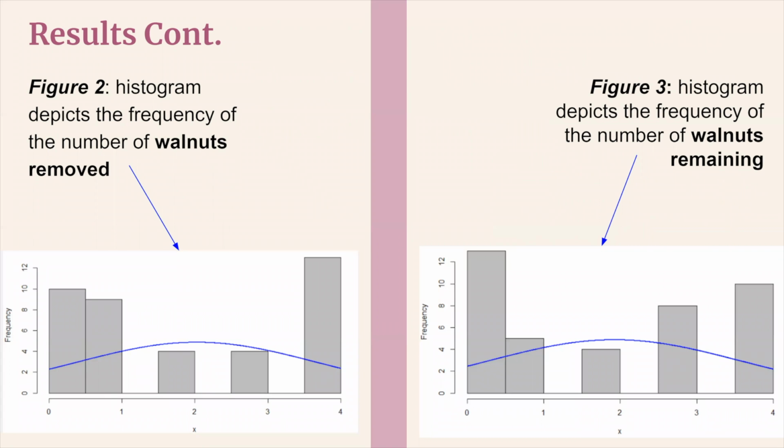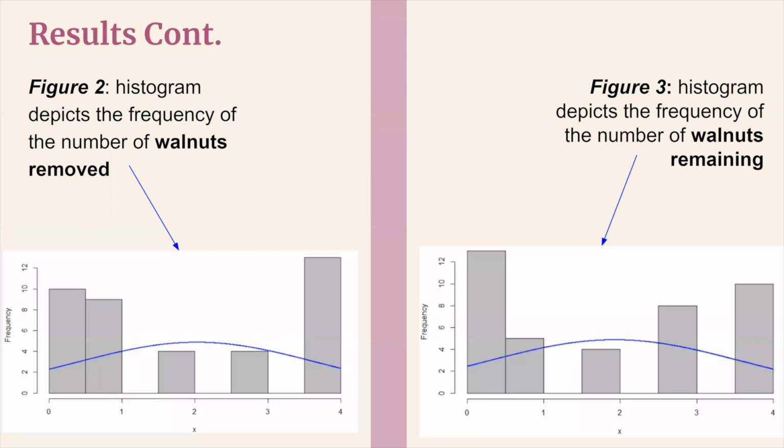I had additionally made histograms to depict these trends. These histograms actually combine both treatment types, so they are not distinguished here. They instead display an overall pattern or trend that I saw. So figure 2 depicts the histogram that displays a frequency of the number of walnuts that were removed. And we can see that 4 had the highest frequency of removed walnuts.